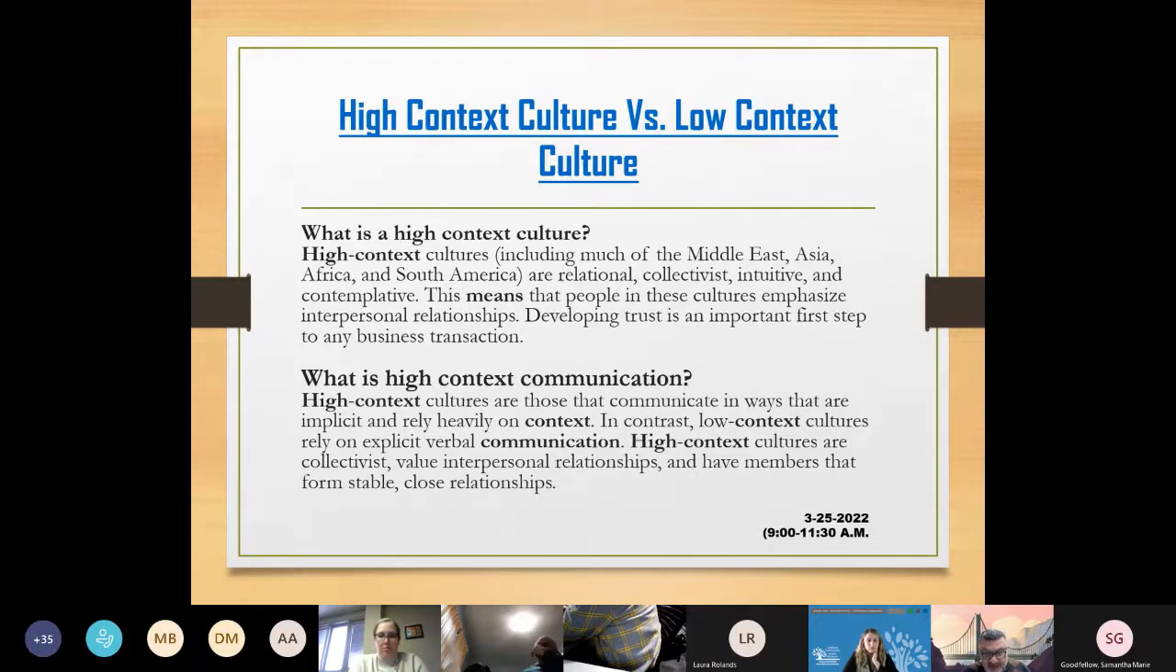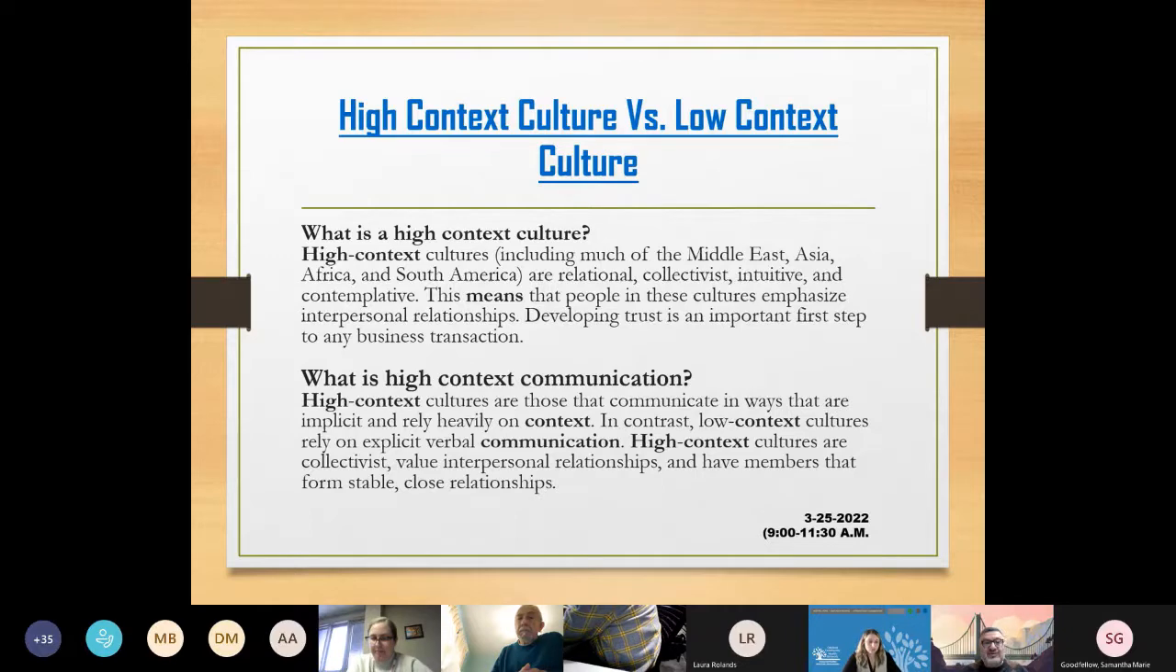What's a high context culture? The ways we communicate are implicit and rely heavily on the context. If you ask an Arab, where is your ear? This is what it means: embellishing and beating around the bush, indirect. And then if you ask an American, where is your ear? This is my ear. This is the difference between high context culture versus low context culture. It's basically implicit, indirect versus explicit in the area of communication.